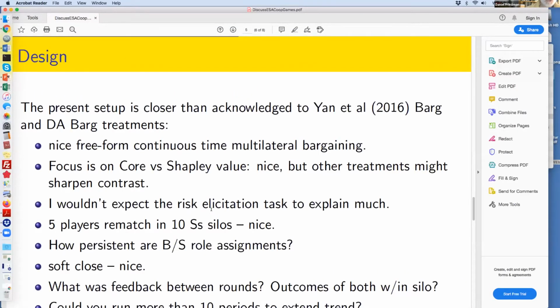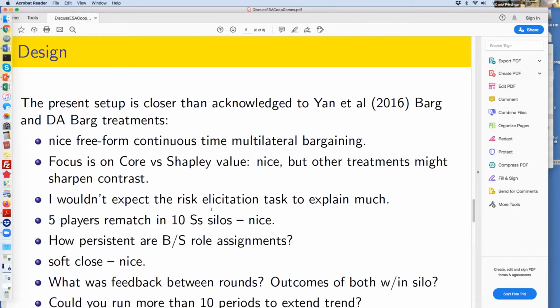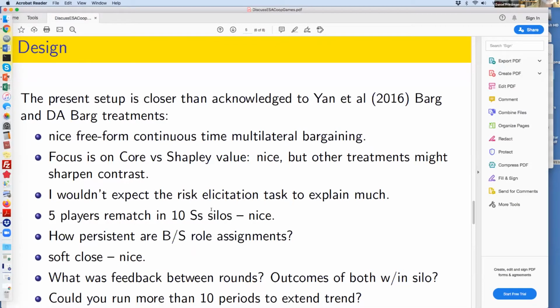So now looking more at the specifics, Ailin has a particular design. The setup, she should take maybe another look at the paper with Wei Bin Yan and others. There are two treatments in there called BARG and DA BARG that are actually reasonably close to what she does.